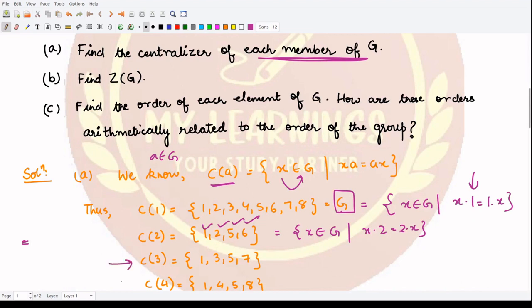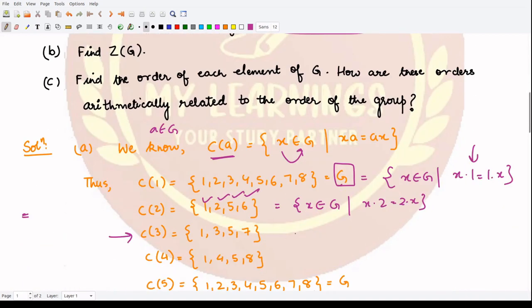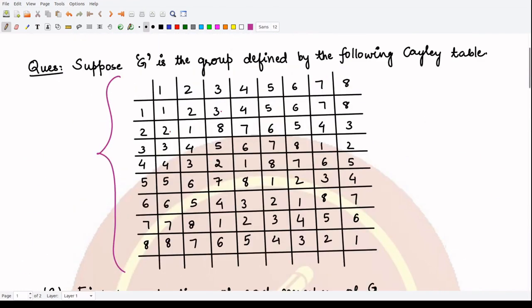Similarly for the centralizer of 3, we will have to check for all those elements X belonging to G such that they commute with 3. The procedure is similar. 3 star 1 is equal to 1 star 3, which is 3, so 1 would be there. What about 2? 3 star 2 is 4 and 2 star 3 is 8. They are not equal, so 2 would not come here. So we only have 1 until now.